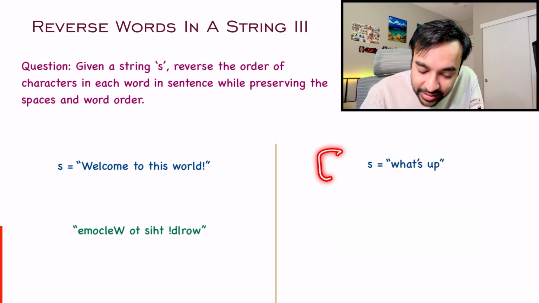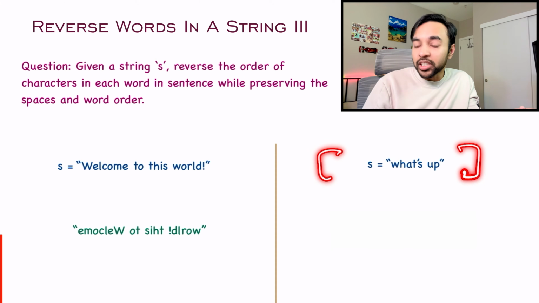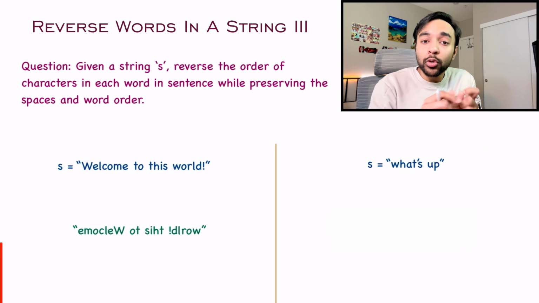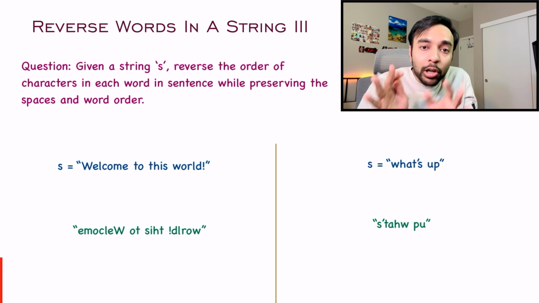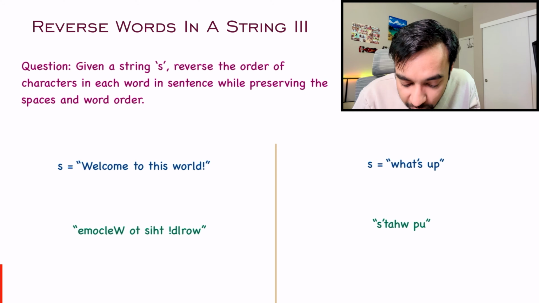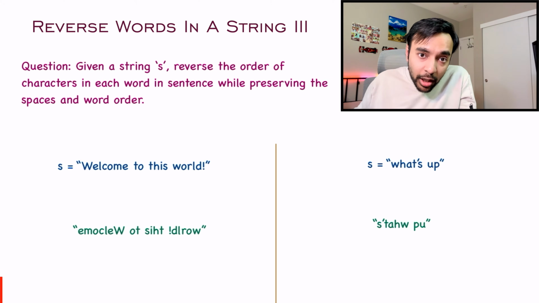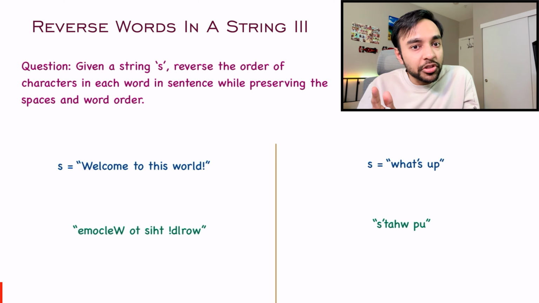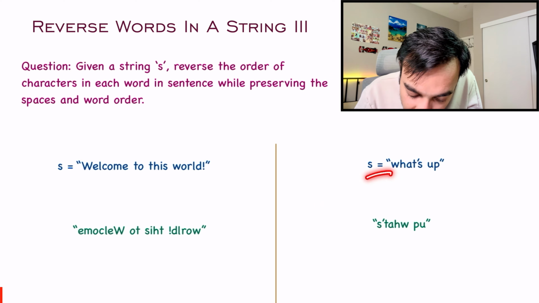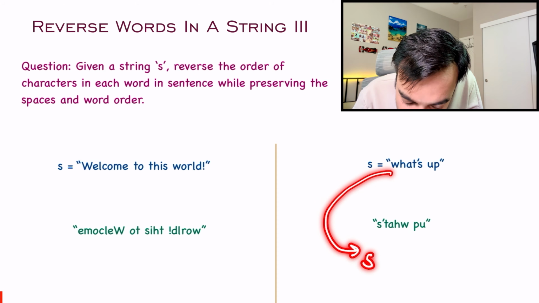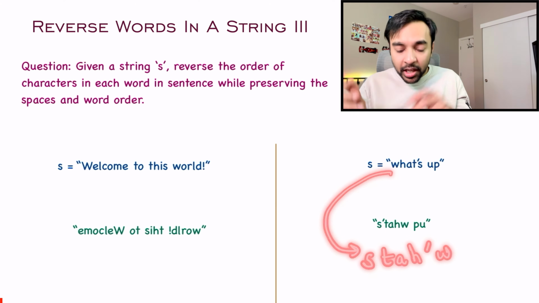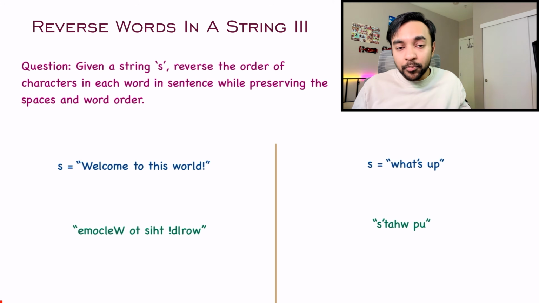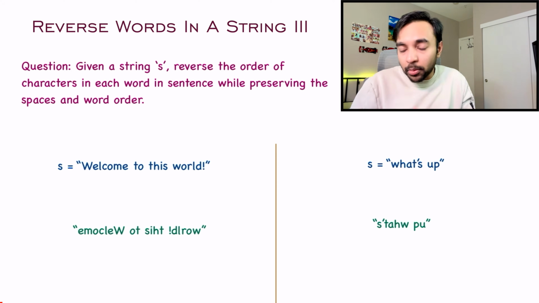Similarly, in a second test case, what do you see? You just have 2 words, what's up? And notice that the words are separated by a space. That is all you need to keep in mind. So you reverse the first word and this is what you get. Notice that the ordering of the punctuation will also change. It means that when you reverse this string, you should not get S, T, A, H, apostrophe and then a W. You want to reverse the entire thing. So that is what the problem statement is.